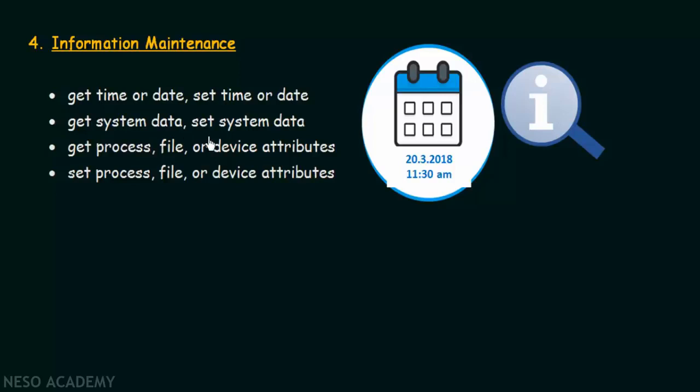Then we have get system data and set system data. Similarly, like the time and date, we can get and set the system data. Then we have get process, file or device attributes, so we can get the attributes of the processes, files or the devices. And then we have set process, file or device attributes. So we can get the attributes of the files, processes or devices, and we can set them too. All these kinds of system calls that are related to maintaining the information of your system fall under this category of information maintenance system calls.